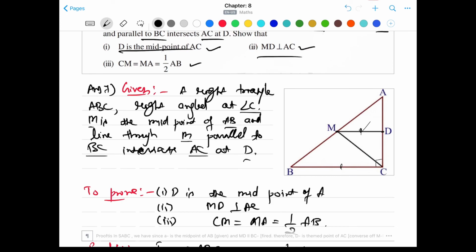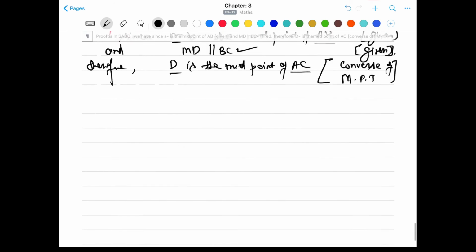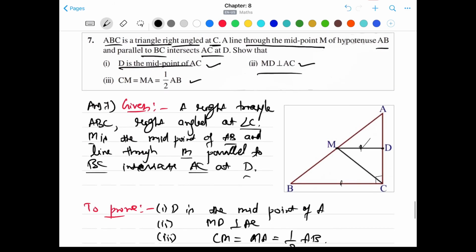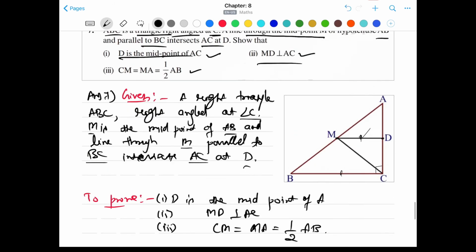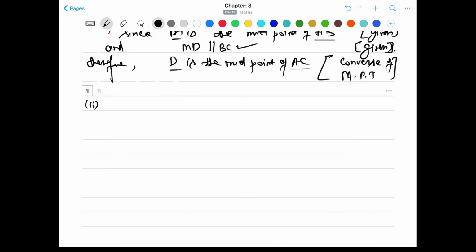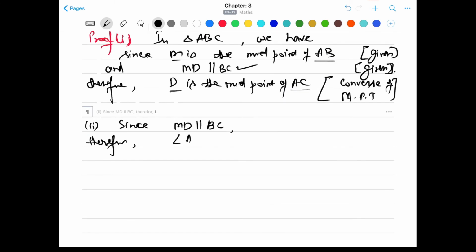Now come to the second part, that MD is perpendicular to AC. Here we have that MD is parallel to BC. So, since MD is parallel to BC, we have two angles: angle ADM will be equal to angle ACB, and both will be equal.